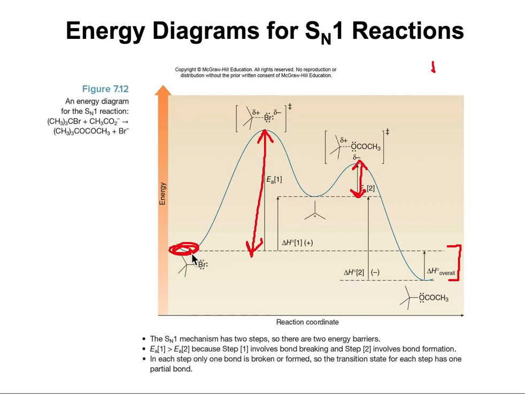And then the difference between the product and the starting material, the product of that first step, is going to be positive. But the second step, where I go from my intermediate into my product, is going to be exothermic. But then the other thing you can evaluate is comparing the starting material with the final product, right? So we can do it stepwise or overall, like we did today in recitation.